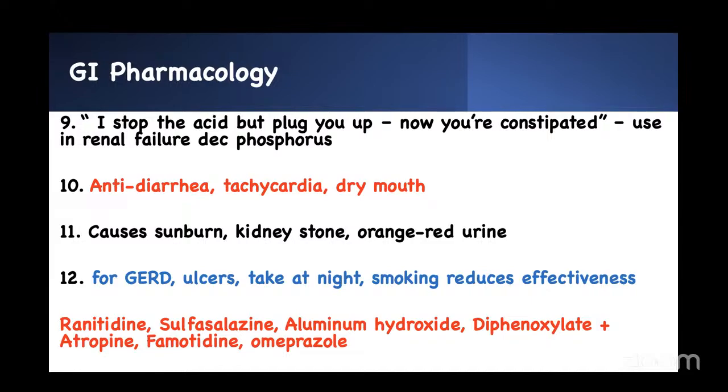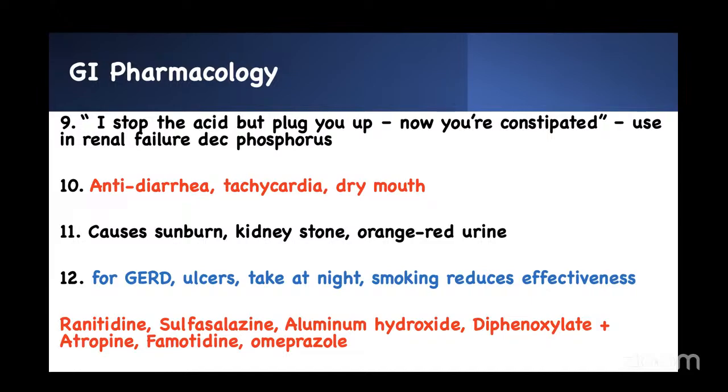Pharmacology is what NCLEX puts in the question on side effects, then prioritization. What would the nurse do? What should the nurse expect? If I take this medication, I'm going to have sunburn, I'm going to have kidney stone, and my urine is going to turn orange red.